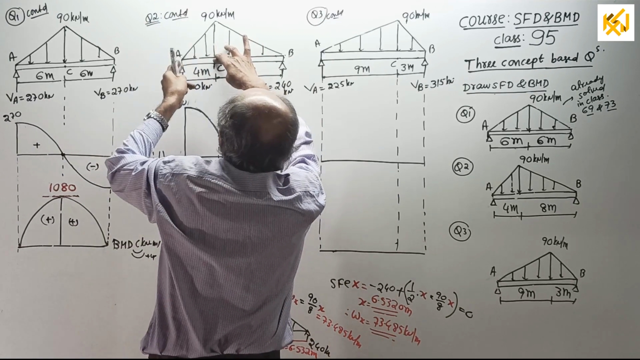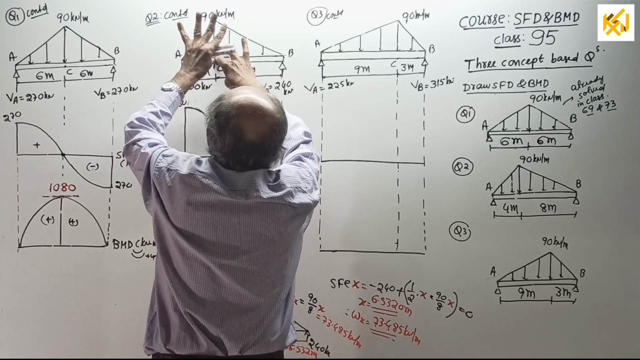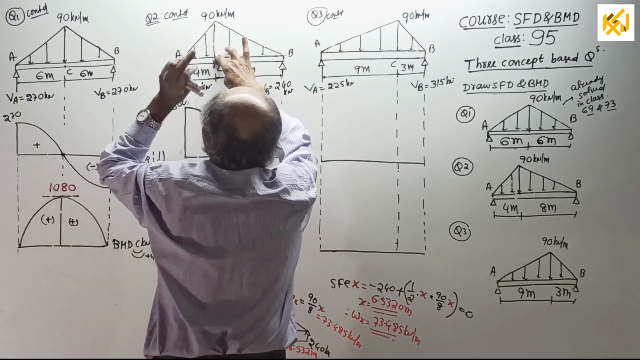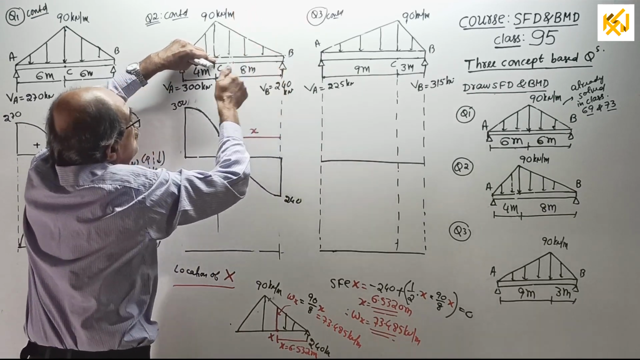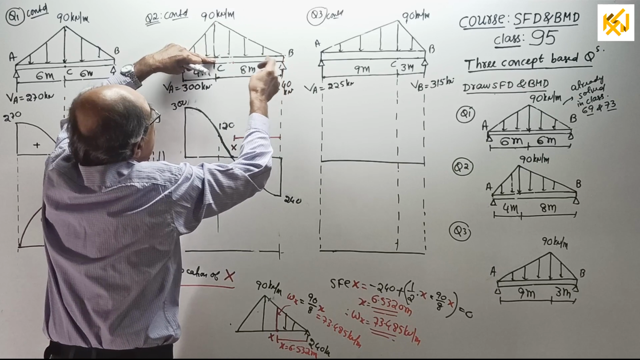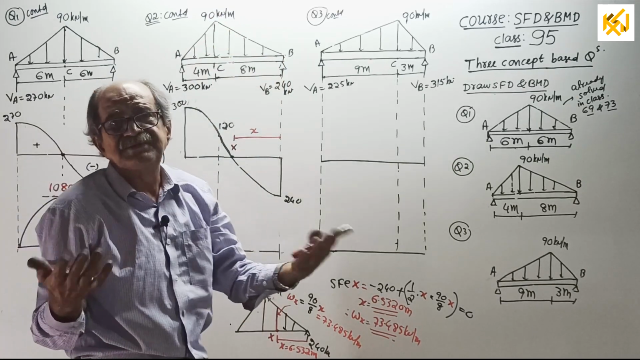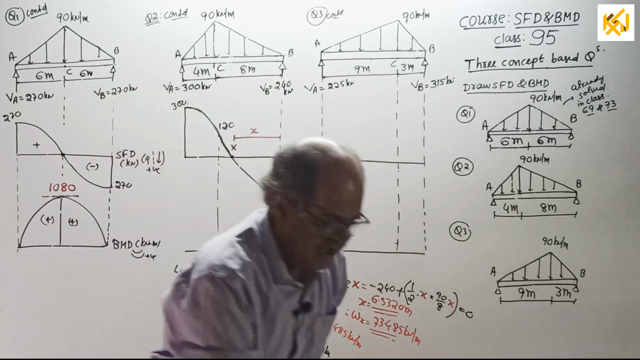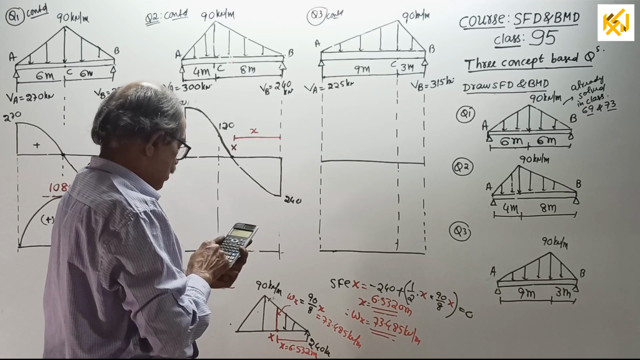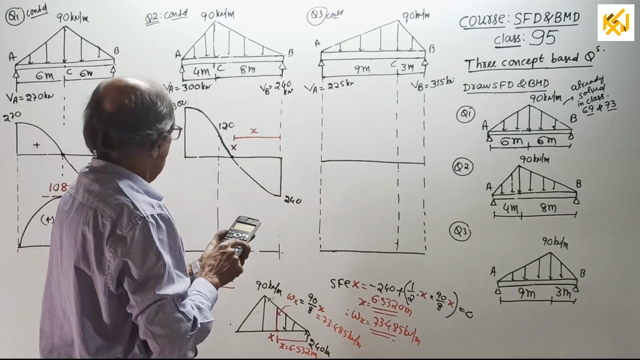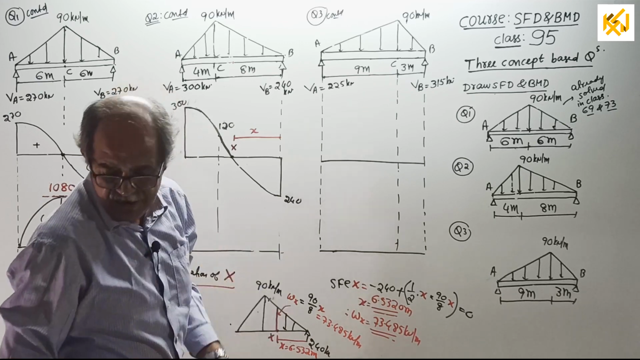Plus 300 into 4 minus half into 4 into 90 is the total load into 1/3 of 4. Or, if you look this side, plus 240 into 8 minus half into 8 into 90 into 1/3 of 8. Whichever side you want, my guarantee, the answer will come the same. You should write and get the answer. 300 into 4 minus half into 4 into 90 into 1/3 of 4 gives 960 kilonewton meter.